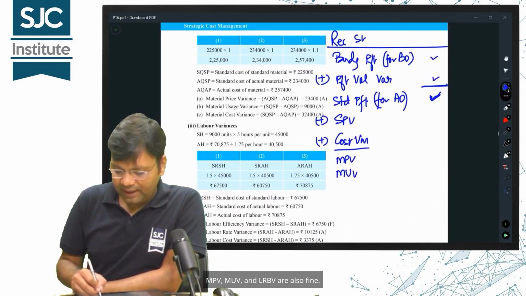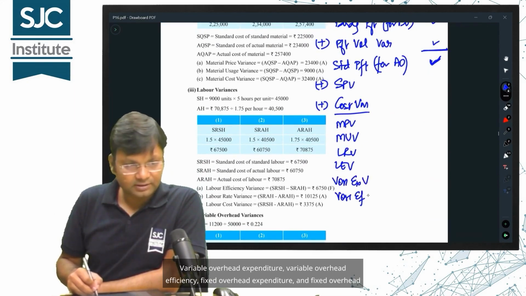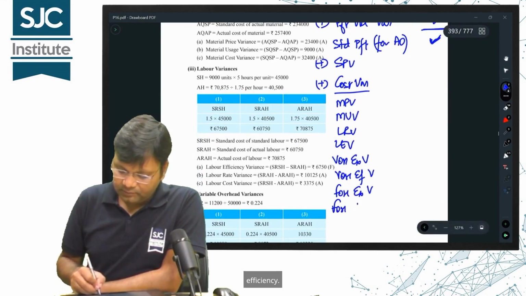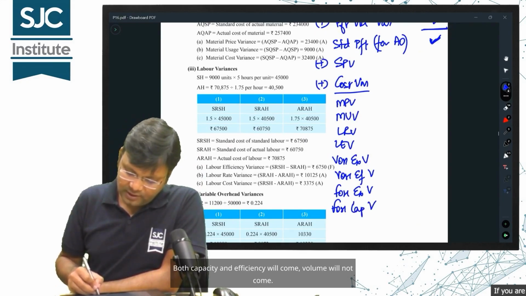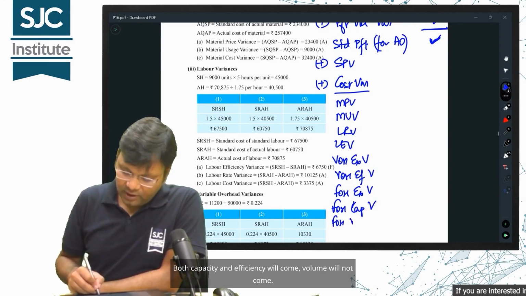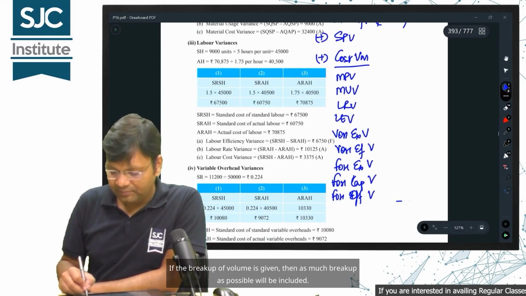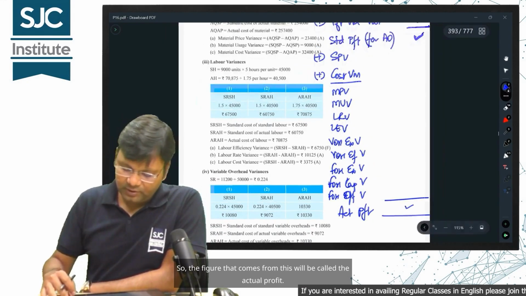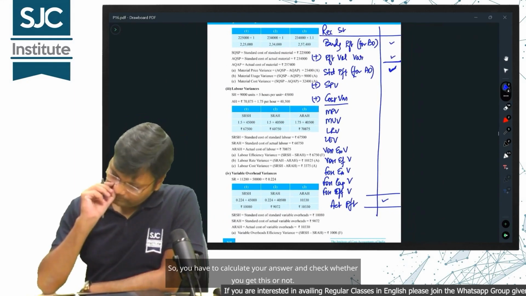MPV, MUV, and LRBV are also fine. Variable overhead expenditure, variable overhead efficiency, fixed overhead expenditure, and fixed overhead efficiency. I am talking about efficiency. Both capacity and efficiency will come, volume will not come. If the breakup of volume is given, then as much breakup as possible will be included. So, the figure that comes from this will be called the actual profit. So, you have to calculate your answer and check whether you get this or not.